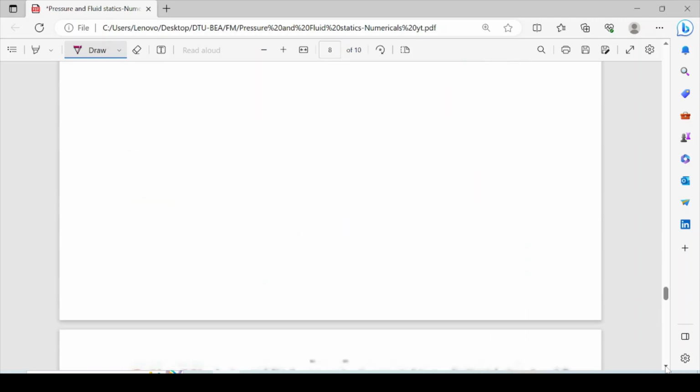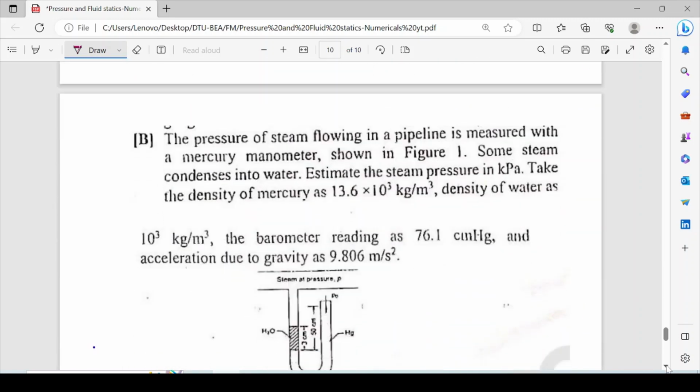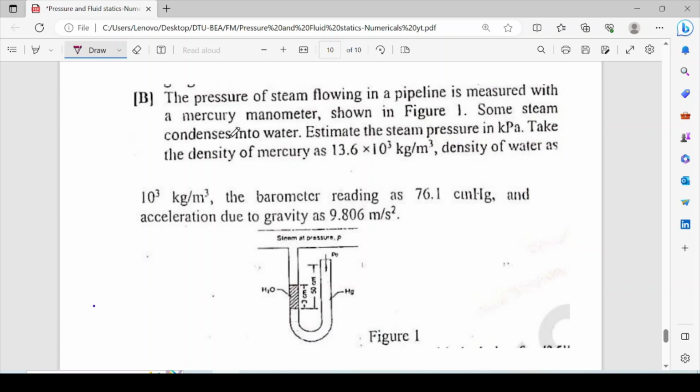This is a very interesting numerical asked in a question. Let's suppose that the pressure of steam flowing in a pipeline is measured with a mercury manometer. That means a manometer is initially filled with mercury, as shown in figure 1. Suppose that initially this is a U-tube mercury manometer. Initially the mercury manometer is like this. I am trying to draw the figure, and this is filled with mercury.